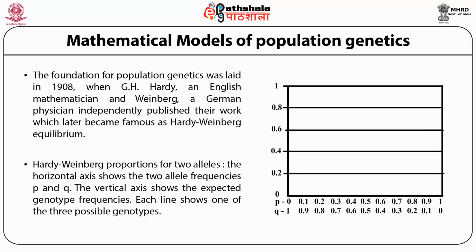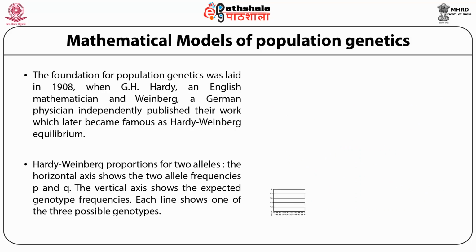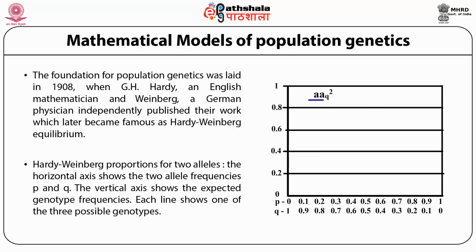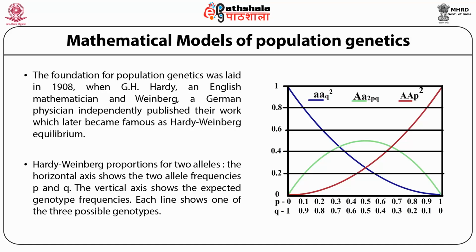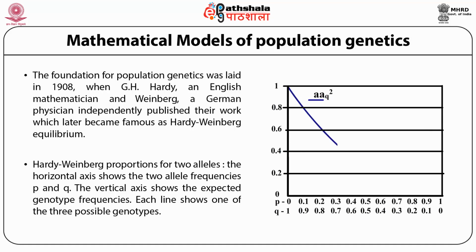Hardy-Weinberg proportions for two alleles can be depicted graphically. The horizontal axis shows the two allele frequencies p and q, and the vertical axis shows the expected genotype frequencies. Each line shows one of the three possible genotypes. The graph shows that given the allele frequencies, expected genotype frequencies can be calculated and vice versa.